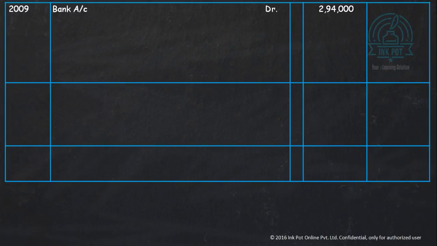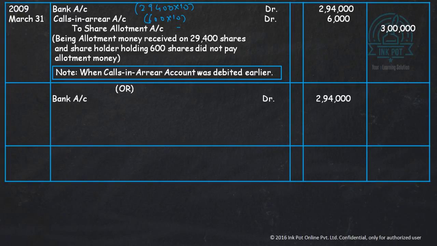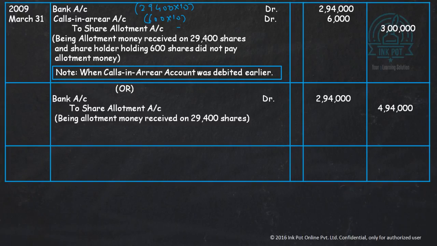Now allotment has not been received for 6,000. How much amount of allotment has not been received? That is 600 shares of rupees 10 each. How many shares have been received? That is 29,400 shares of rupees 10 each. The total allotment was due with rupees 30,000 shares of rupees 10 each. You can directly write the entry: bank account debit to share allotment, that is rupees 2,94,000. How? That is 3 lakh minus 6,000 rupees. This is the amount that we have directly received.